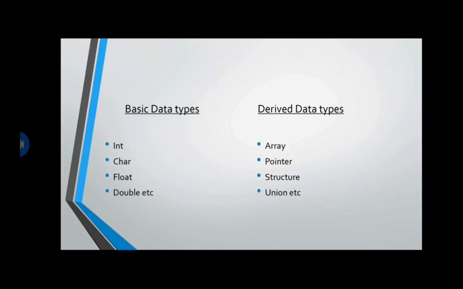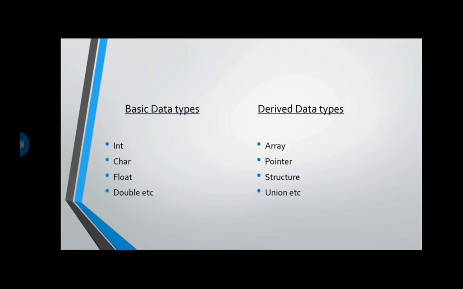Basic data types are independent of any other type, and we use them to initialize an element to a variable, whereas derived data types are derived from the basic data types. For example, take an array: all elements of an array should be of a single data type, like all int or all char, etc.